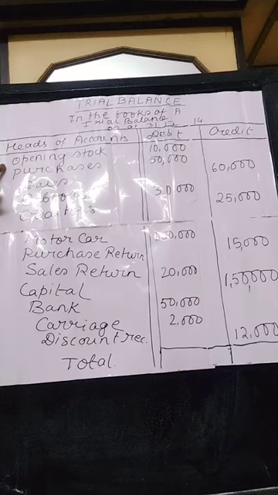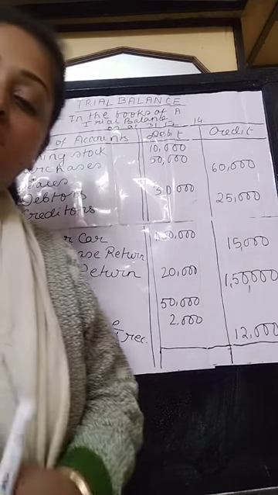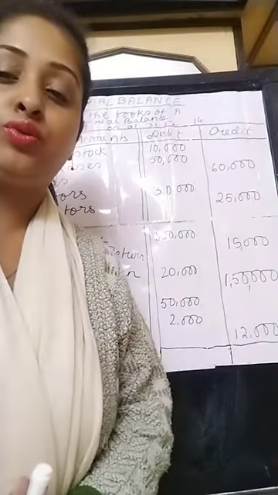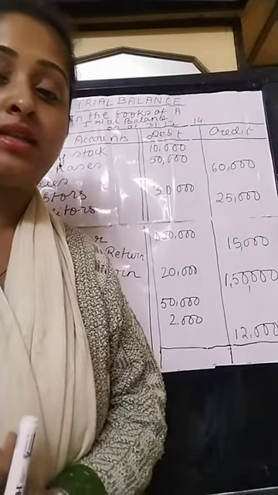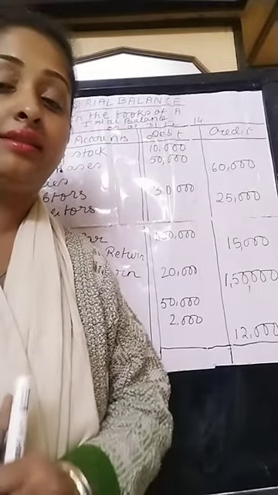Opening stock means opening stock of raw materials. Opening stock of raw materials will always come in the trial balance. But if there is a closing stock of raw materials given in the sum, what will you do? Closing stock of raw materials will never appear in the trial balance.